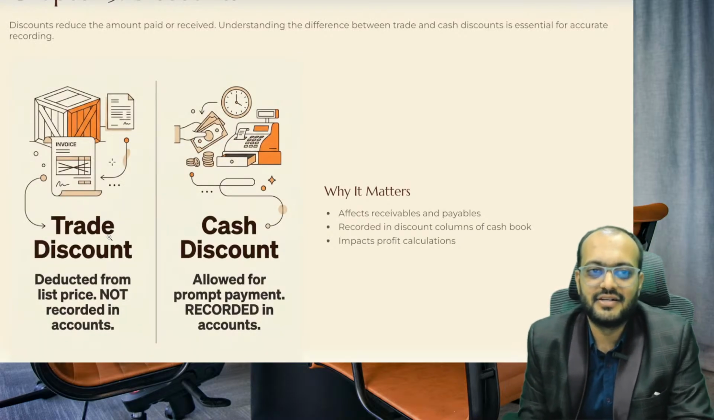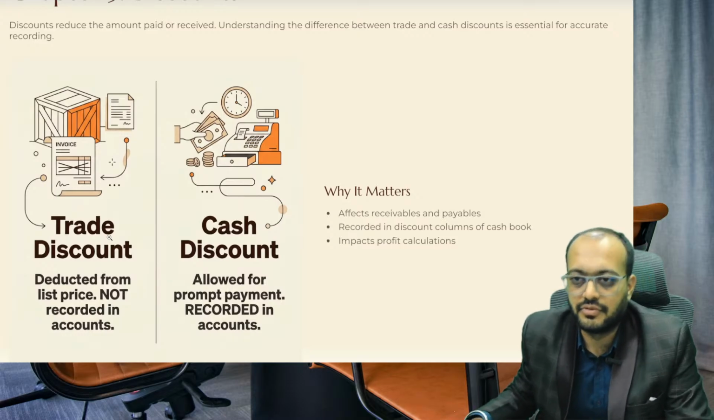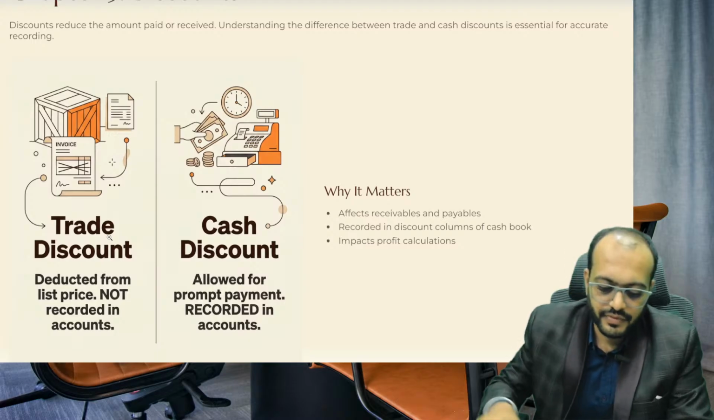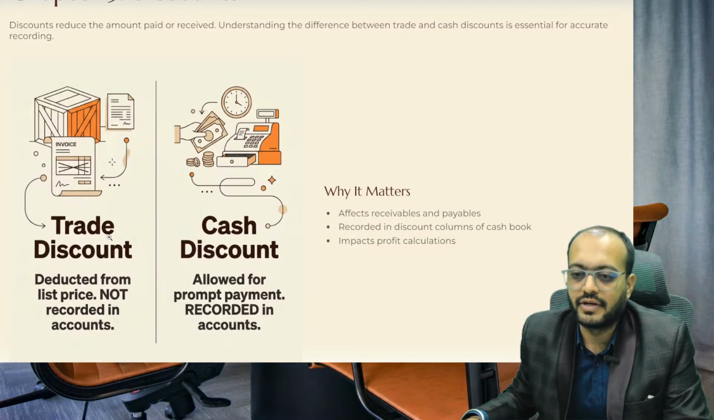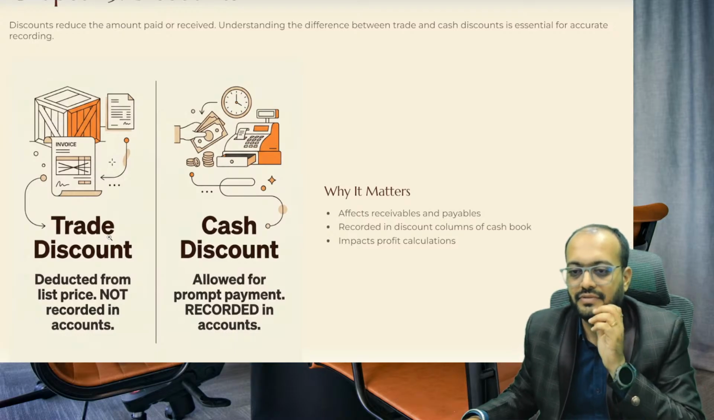So we'll see these discounts in detail, what is the meaning of each. For example, if you talk about trade discount, sorry, we are not expected to record trade discount in books of accounts, but we have to record cash discount in books of accounts. So we'll see everything in detail. How we have to calculate the discounts, which discount is calculated first, this is going to be a part of that topic.